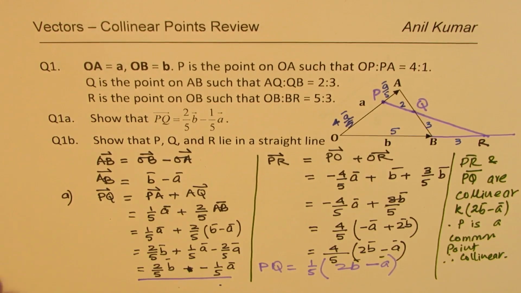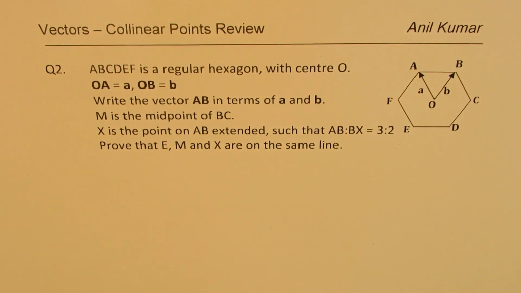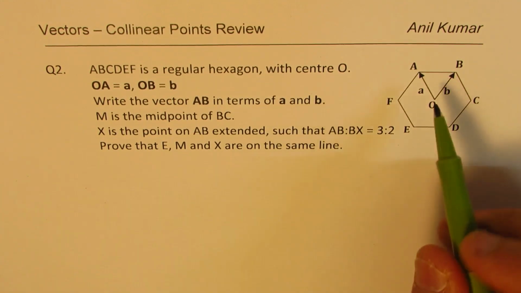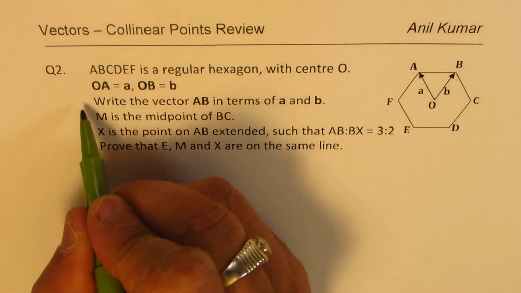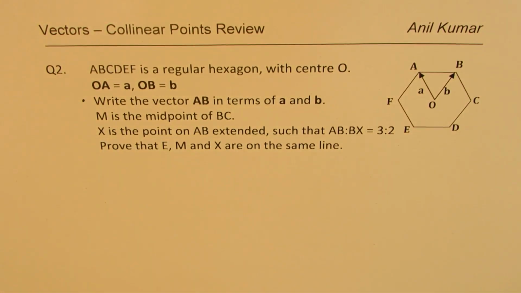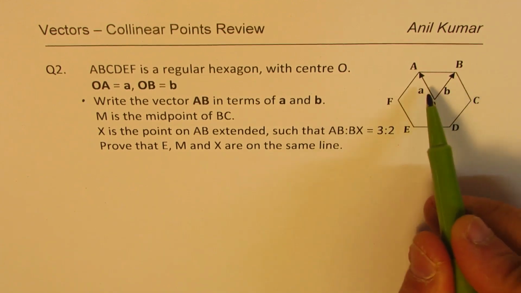Okay, now let's take up the second question. Now here is question number 2. We'll work with a regular hexagon this time. A, B, C, D, E, F is a regular hexagon with center O. OA is vector A, OB is vector B. Write the vector AB in terms of A and B.